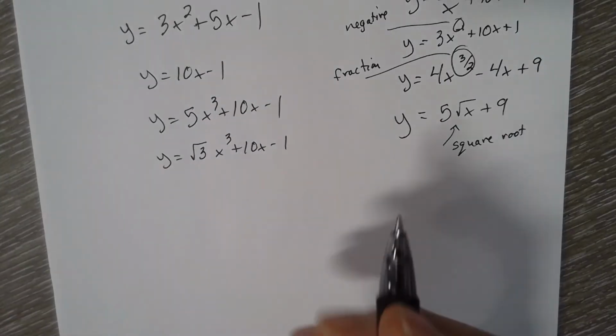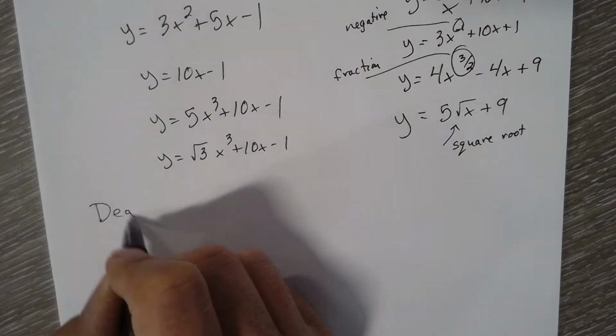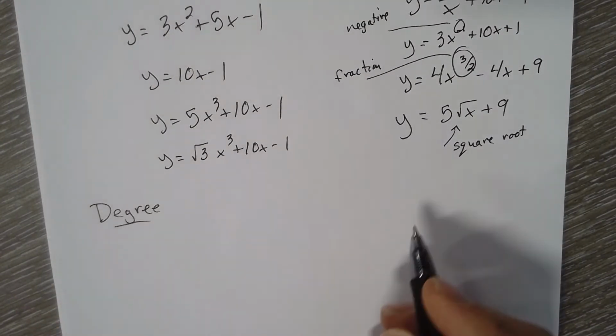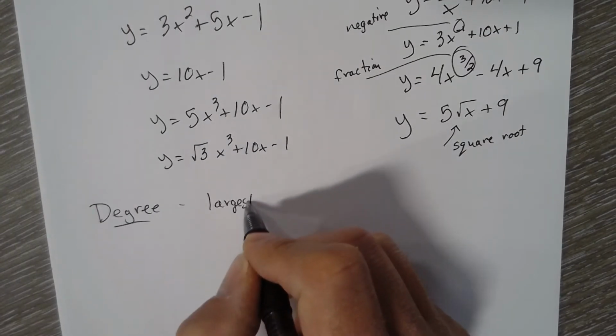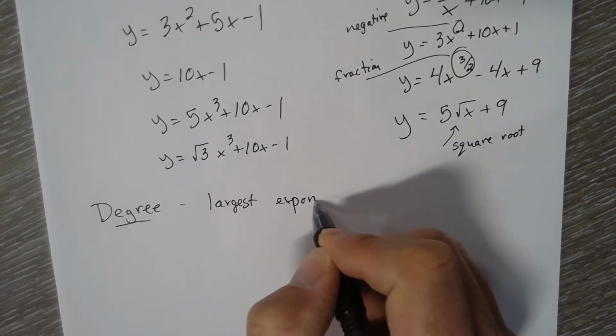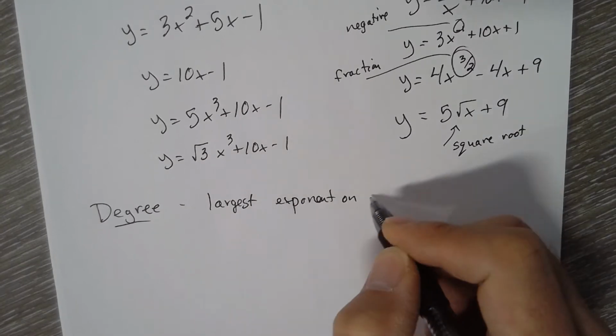Alright, so more vocabulary. If we were asked to find what the degree is, it's the largest exponent on a polynomial.